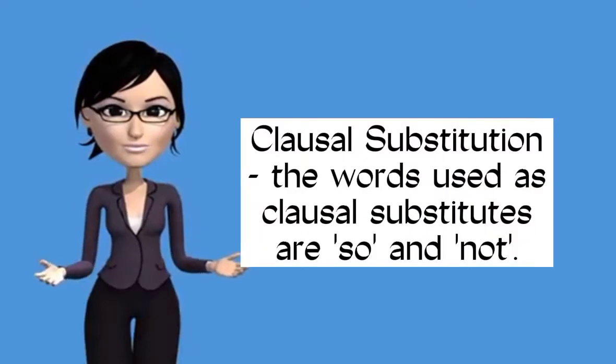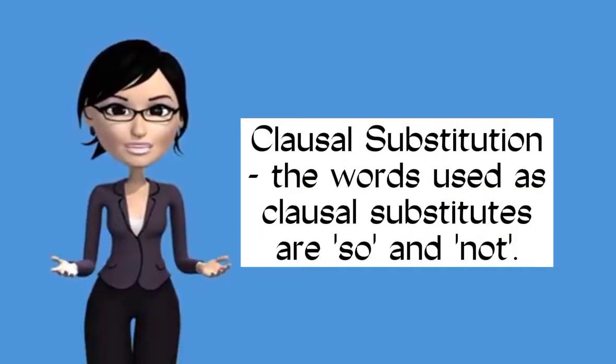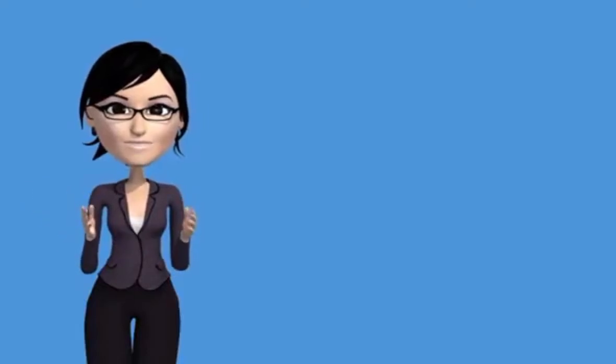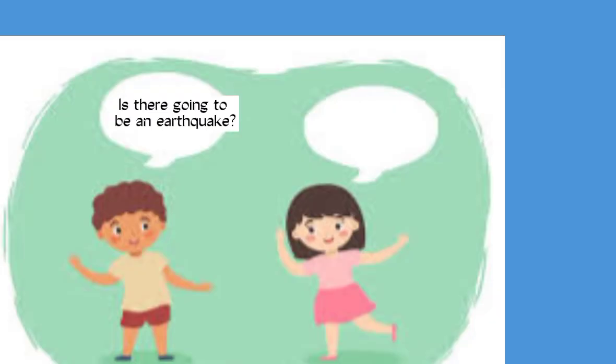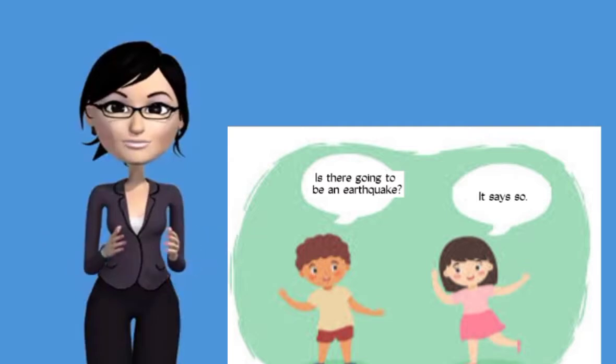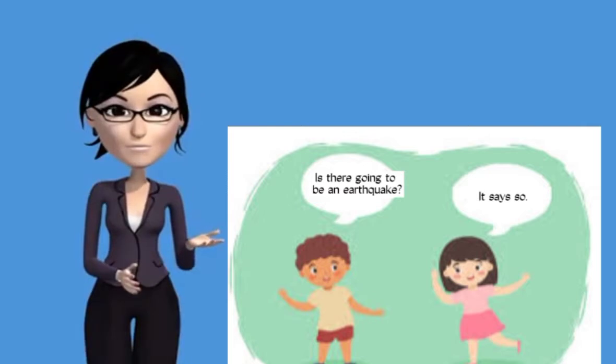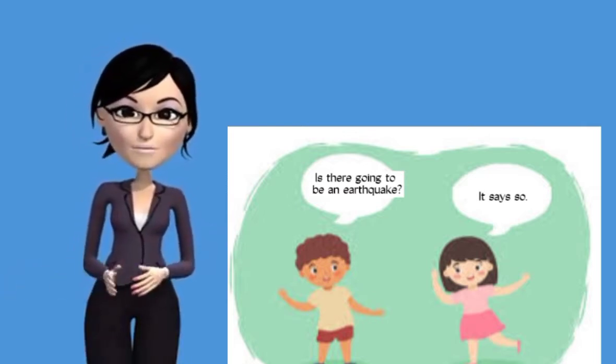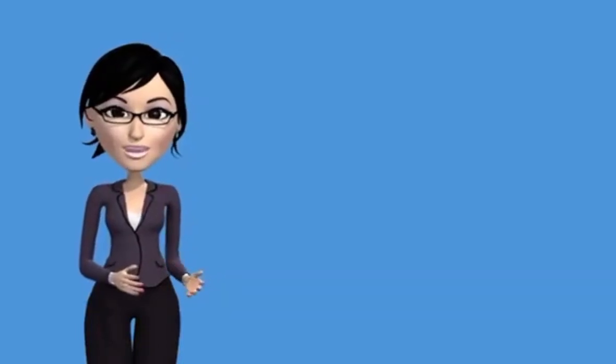Next is the clausal substitution. The words used as clausal substitutes are so and not. In clausal substitution, the entire clause is presupposed and the contrasting element is outside the clause. Example: "Is there going to be an earthquake?" "It says so." Here, the so presupposes the whole of the clause, there is going to be an earthquake, and the contrastive environment is provided by the says, which is outside it.